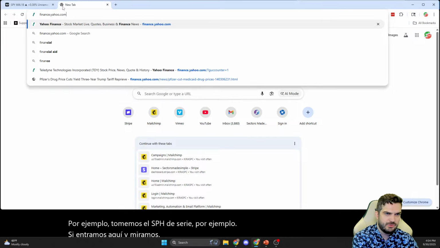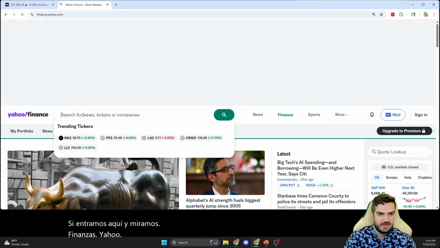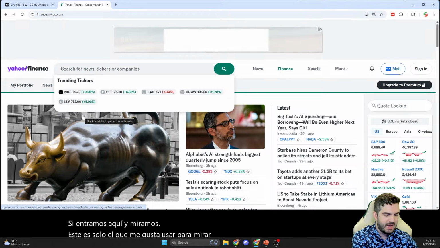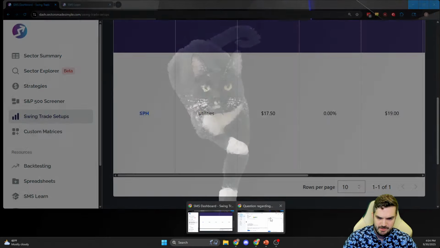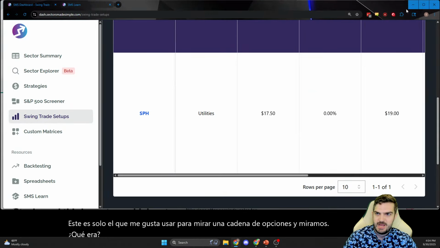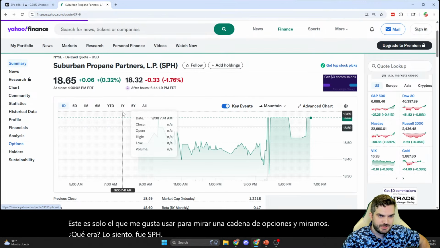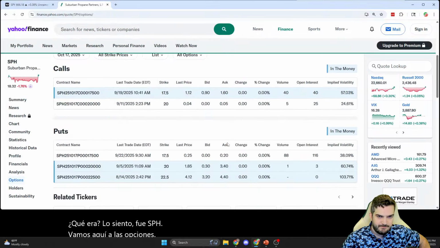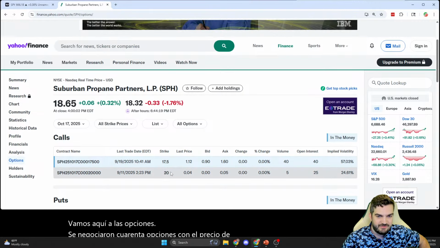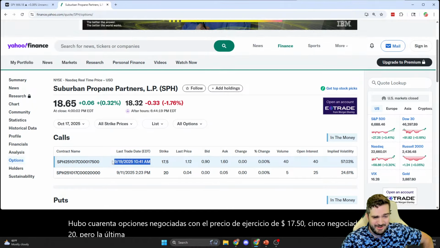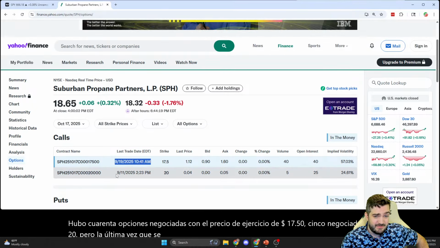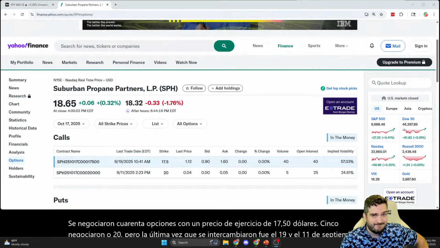Yahoo Finance. This is just the one I like to use for looking at an options chain. And we looked at, what was it? Sorry. It was SPH. We go down here to options. There were 40 options traded with a strike price of $17.50. 5 traded for 20. But the last time they were traded was September 19th and September 11th. Personally, I'm not considering options for this.